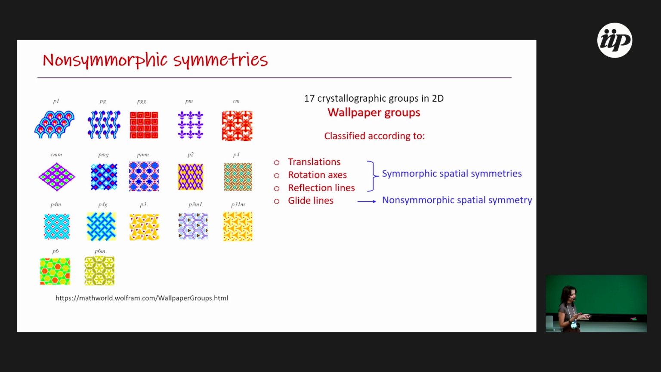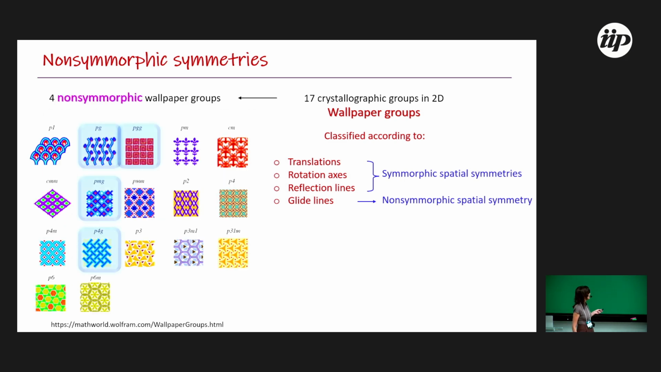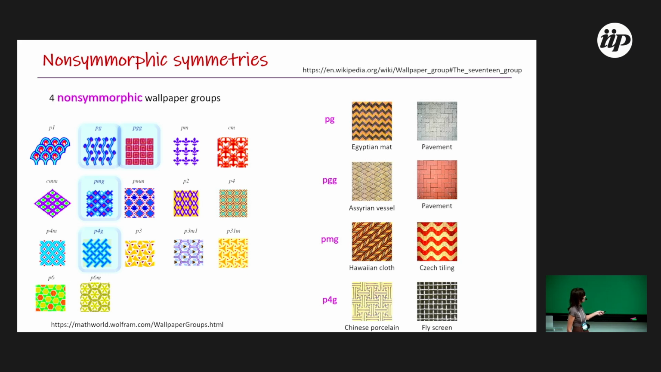But a non-symmorphic symmetry is basically any symmetry that involves a fractional translation of the unit cell of your crystal. So you reflect, but you shift a little bit, or you rotate, but then you have to shift a fraction of the unit cell. That's what a non-symmorphic crystalline symmetry is. So in 2 dimensions, only 4 of the 17 groups are non-symmorphic. These are highlighted here. Some other types of non-symmorphic patterns are highlighted here for your amusement.